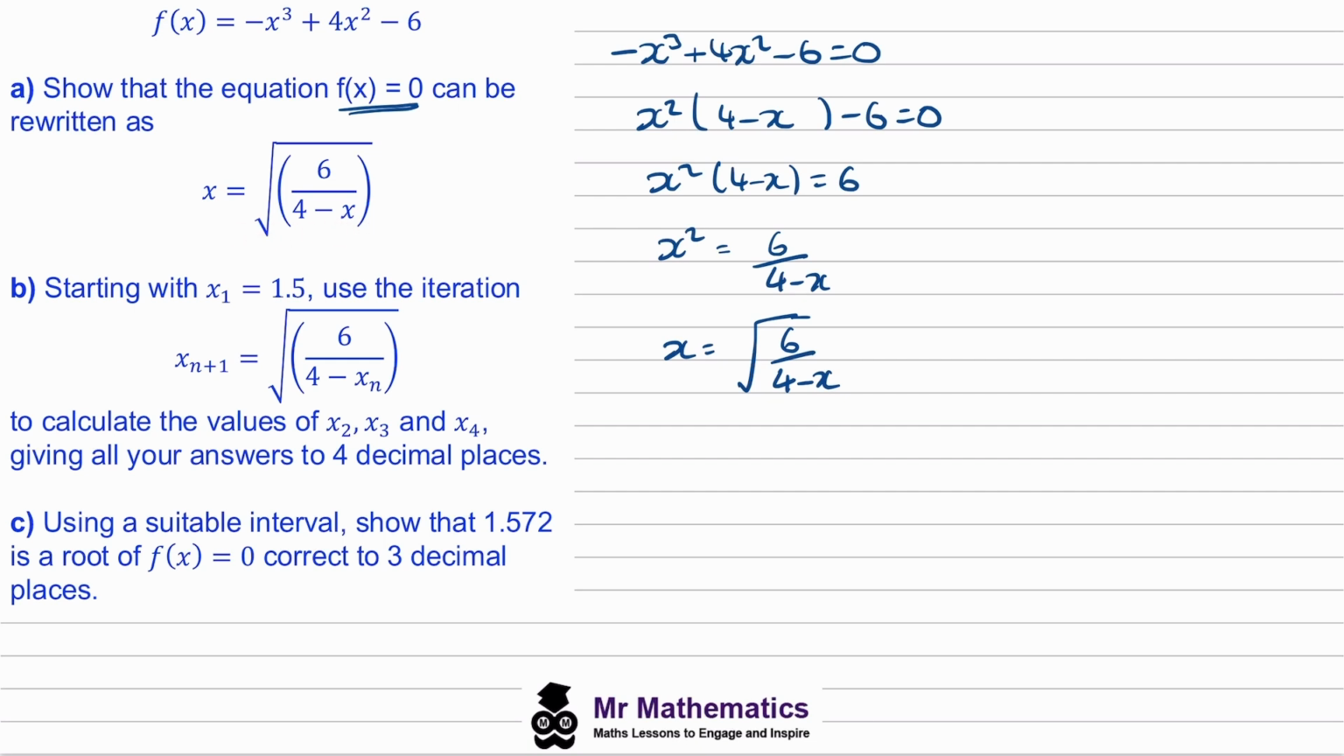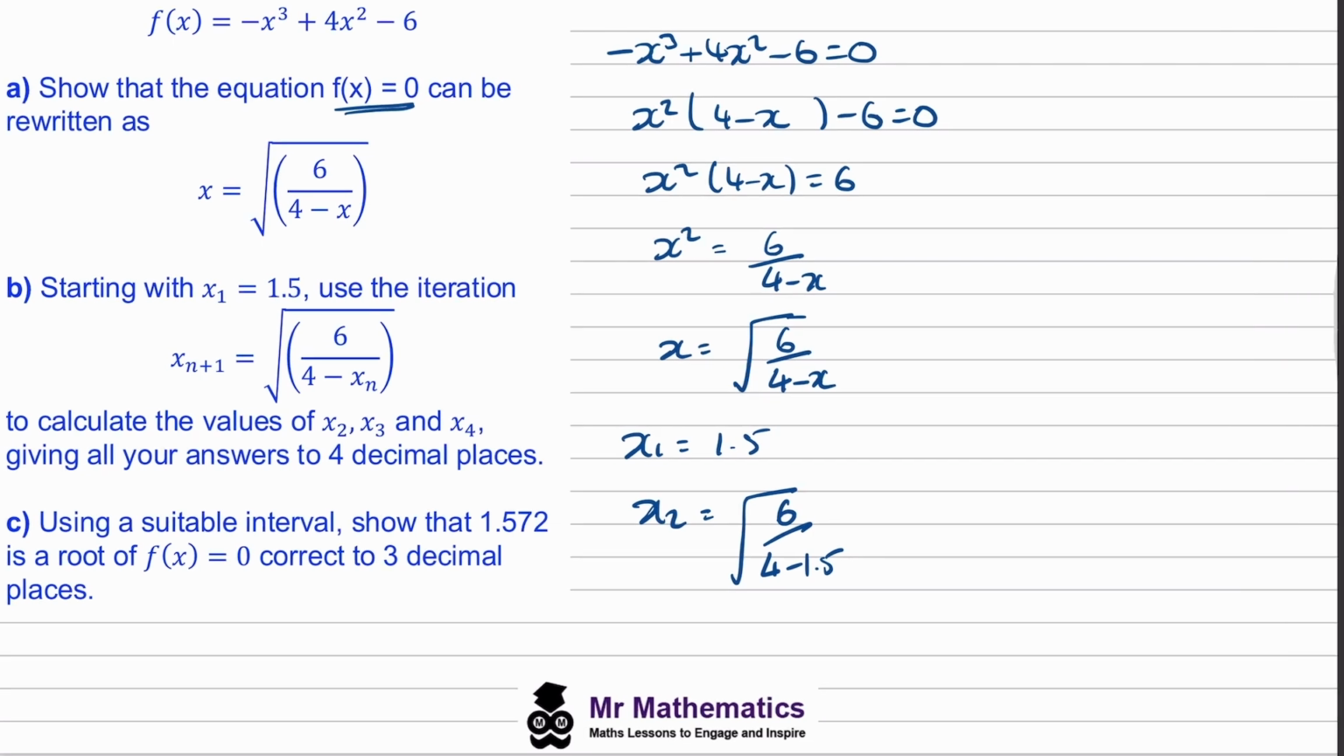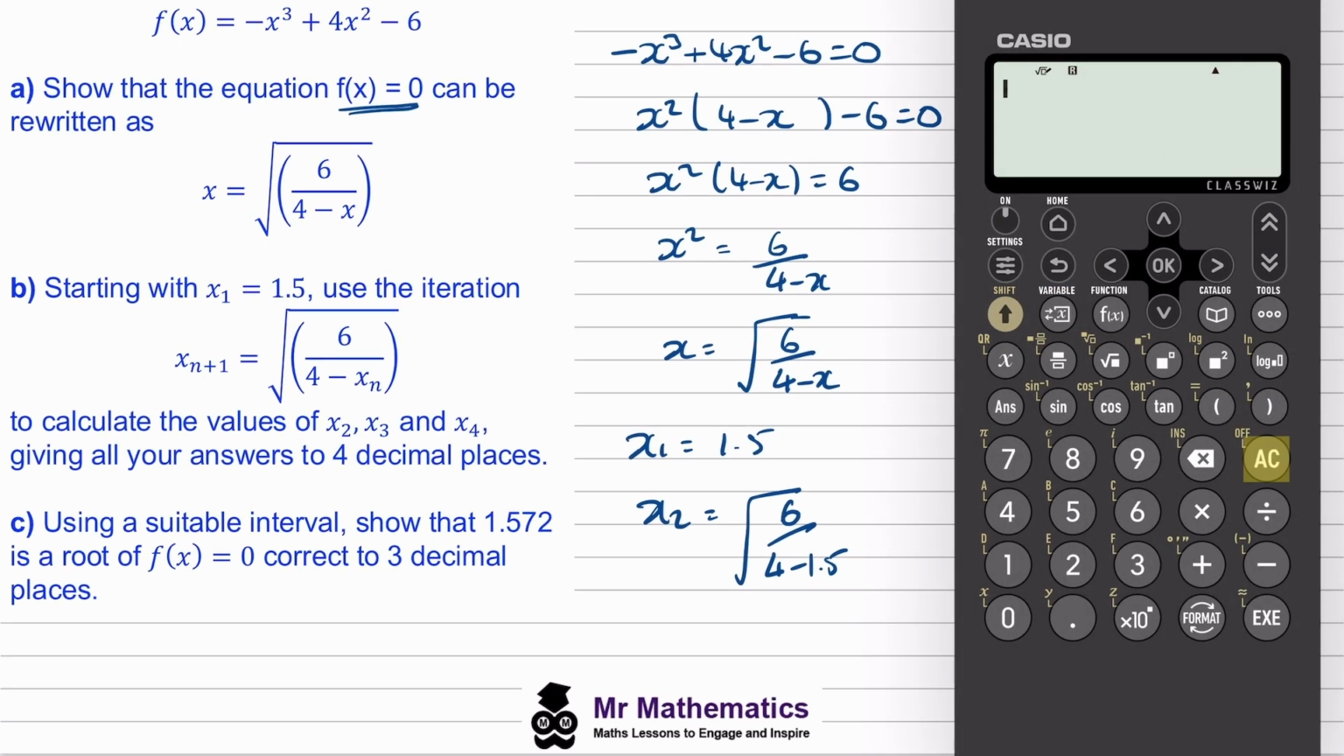For part B, starting with x1 equals 1.5, calculate the values of x2, x3, and x4. So if x1 is 1.5, x2 will be the square root of 6 over 4 minus 1.5. We'll put this into our calculators, and we get 1.54919.